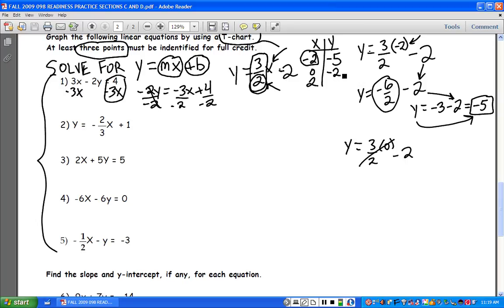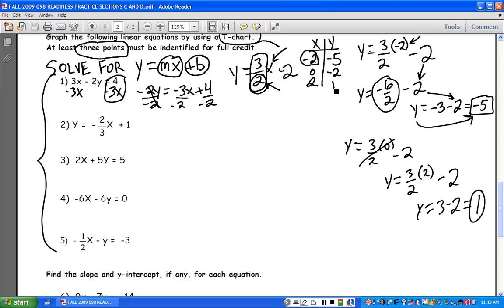So you have that, and now we're going to go with the +2 being plugged in. So y equals 3 over 2 times 2 minus 2. 3 times 2 is 6. Okay, across the top, 3 times 2 is 6. 6 divided by the 2 on bottom is a 3. So now we have y equals 3 minus 2, which is 1.